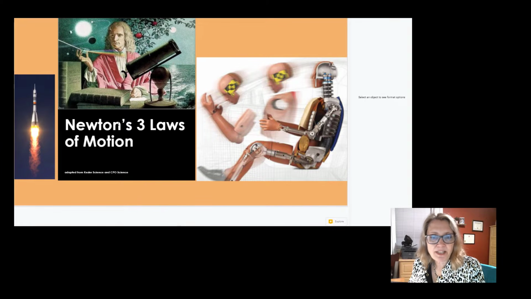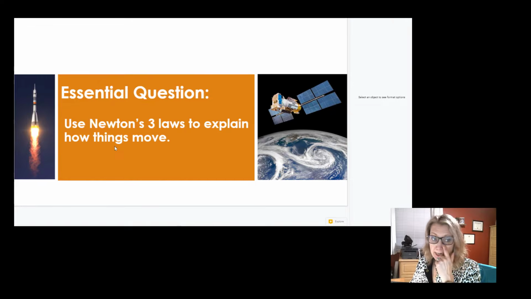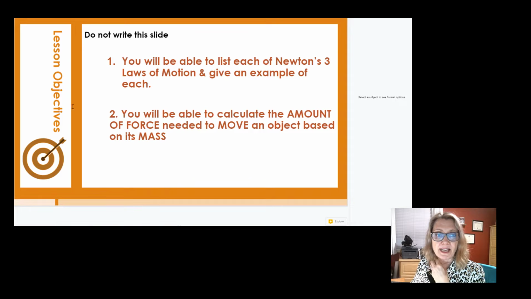All right, so today's notes are all about Newton's 3 laws of motion. Our essential question is: use Newton's 3 laws to explain how things move. So basically, Newton's laws are all the things that help to explain how things move. By the end of this lesson, you are going to be able to list each of Newton's 3 laws of motion and give an example of each. You will also be able to calculate the amount of force needed to move an object based on its mass.